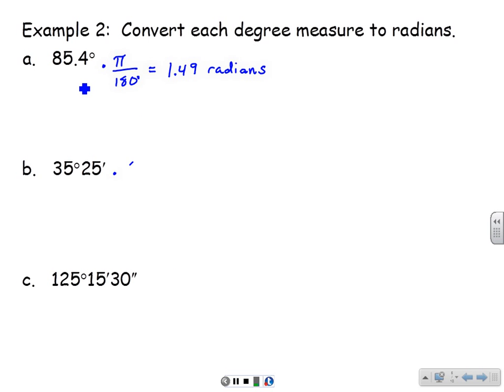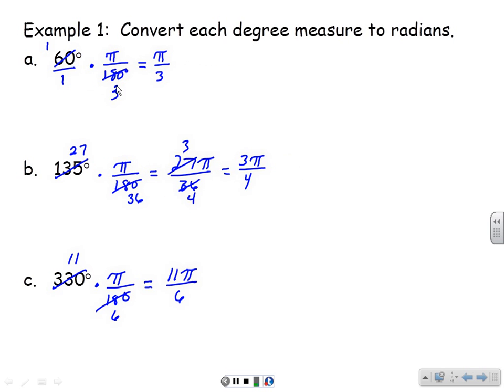Okay, so same thing. We're going to do pi over 180. And so in my calculator, I'm going to do 35 degrees, 25 minutes, times pi, divided by 180, and you're going to get 0.62 radians. Now, why am I using the word radians here instead of here? I just had answers in terms of pi.